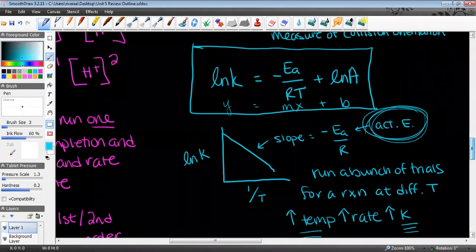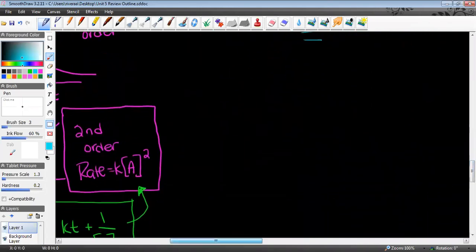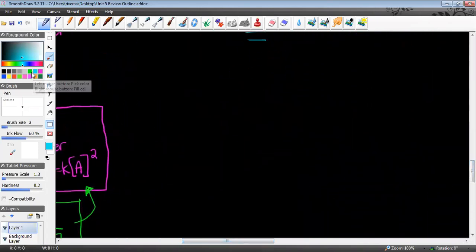All right, last thing. Last thing, I promise. Reaction mechanisms, okay? What if a reaction happens in multiple steps? Mechanisms.